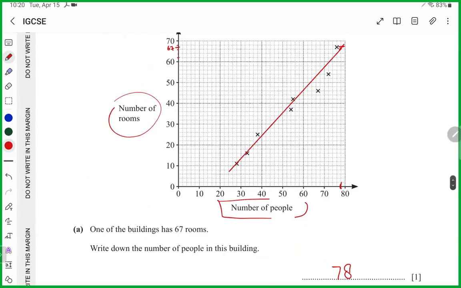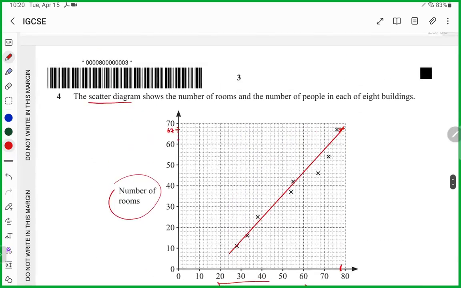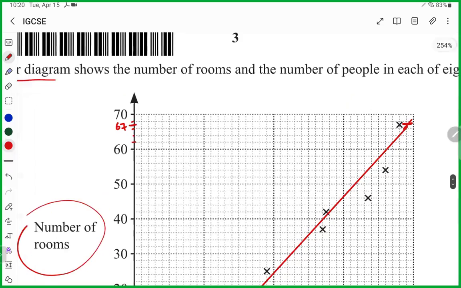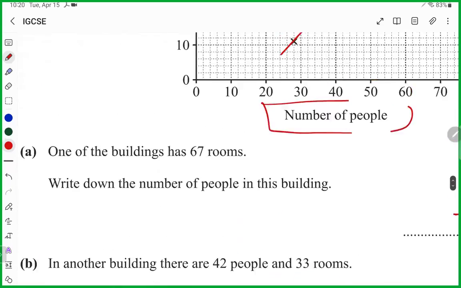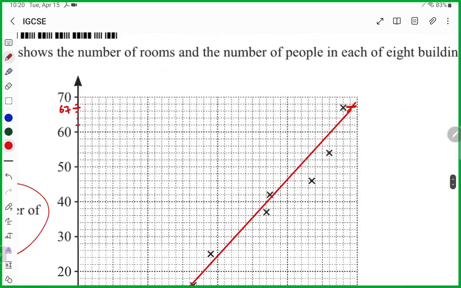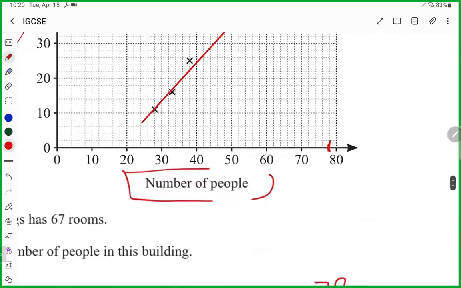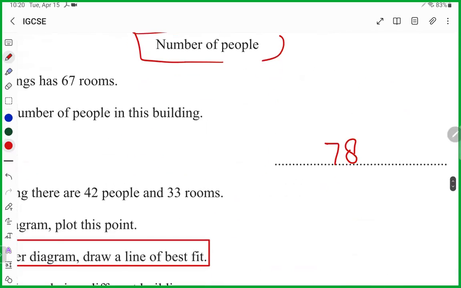people are coming like this. So be careful while drawing these lines. So 67 rooms, so 2, 4, 6, and 8. It's going to be like this, exactly here, and this is going to be 78.